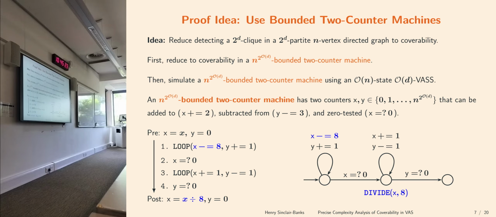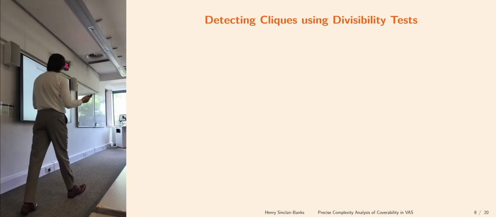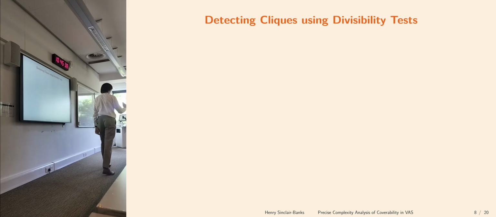So if I want to test whether a counter is divisible by 5, I first try to divide it by 5, and if I'm successful, then I multiply it back by 5. This will come in just a moment. So the most interesting bit: how am I going to detect cliques? I'm going to use these divisibility tests that I just spoke about.